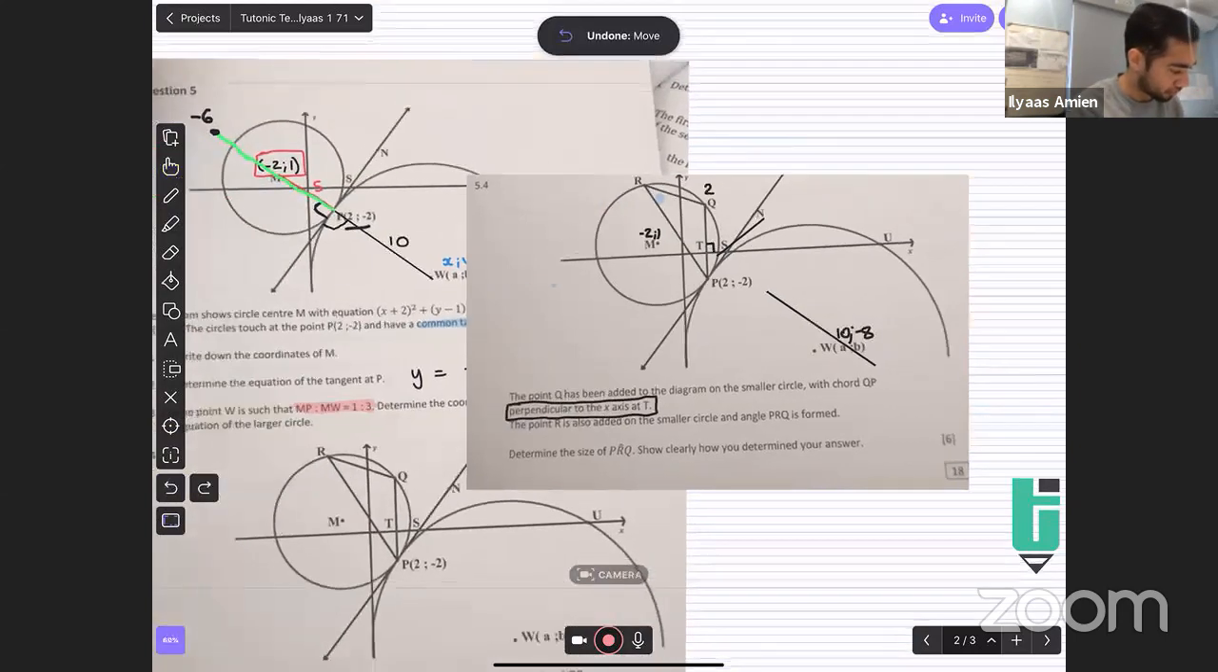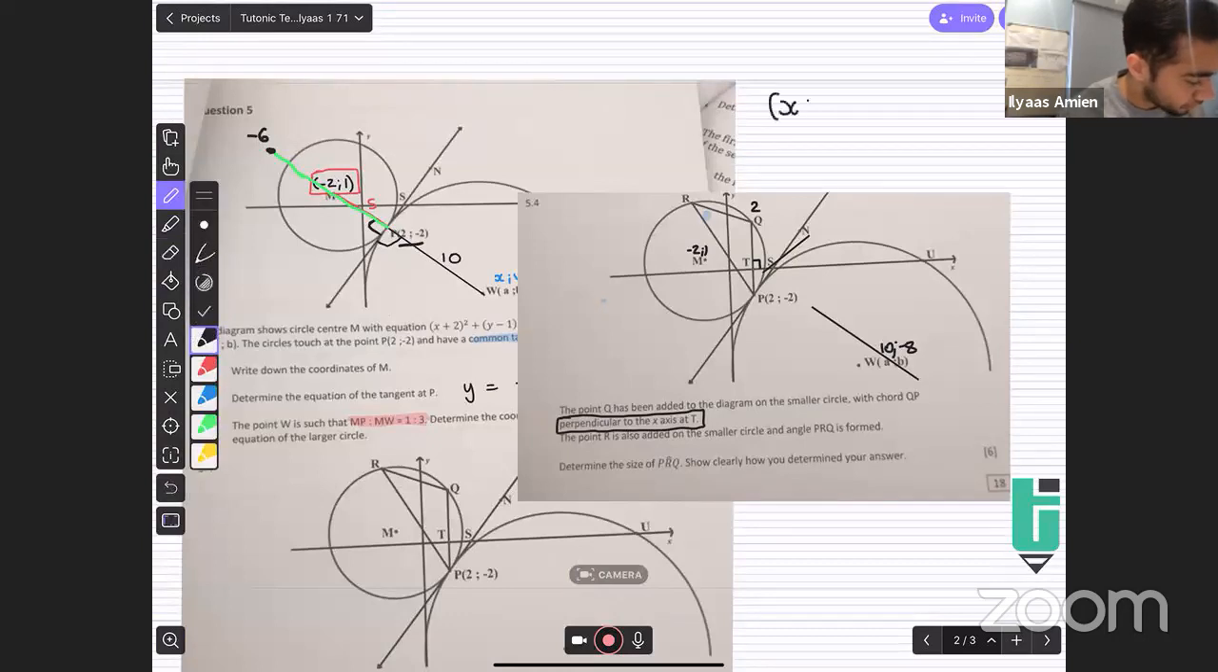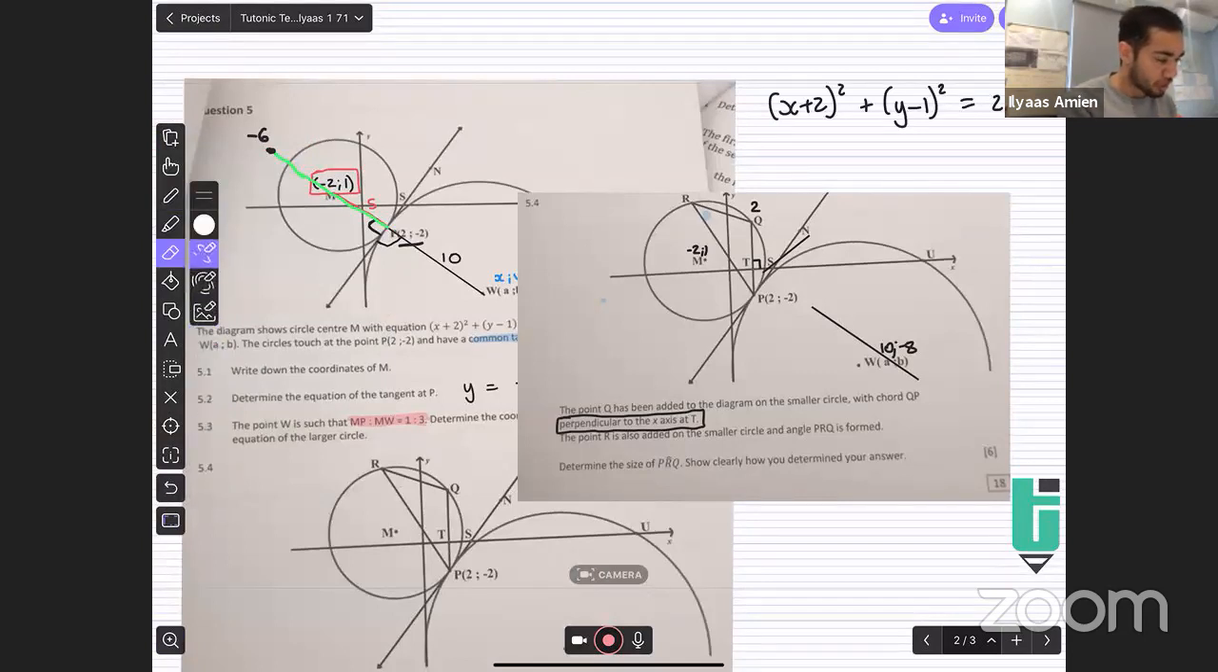Okay, it's fine. So the equation of the small circle is, as was said in the beginning, x plus 2 squared plus y minus 1 squared equals 25. So Zaid is just subbing in the x value of 2. And what are the y values, Zaid?